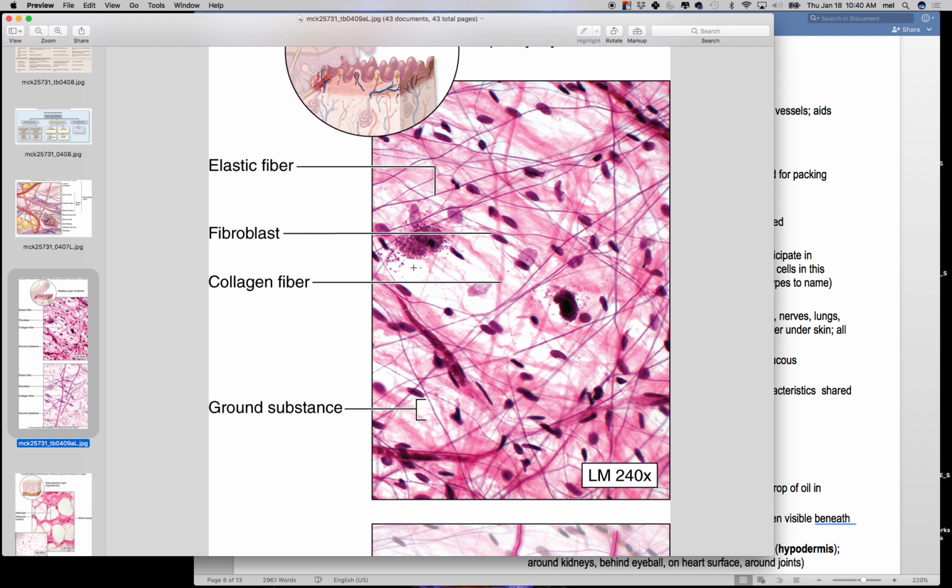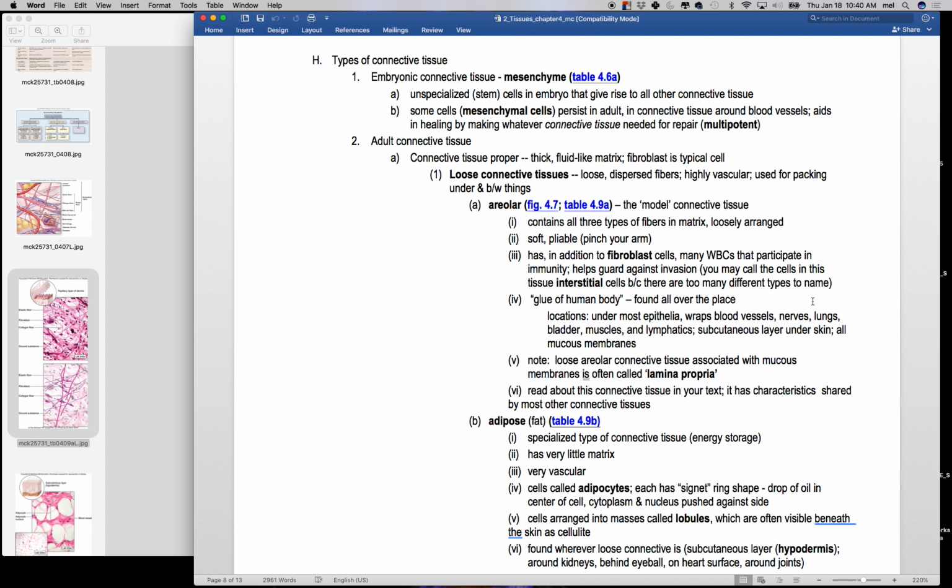In addition, by the way, reticular fibers are in there, but you can't see them. But conceptually, you need to know that they're actually in there. So this is the glue of the human body. You find it in so many places. When you run into it in different body systems, sometimes people decide to rename it. Don't worry about that for right now. I'll tell you again when we run into lamina propria. I'll just say some yahoo decided not to call it loose areolar connective tissue, and that's what it is. But you should read about this one and be confident with it in your test. It has characteristics that are shared by most other connective tissues.